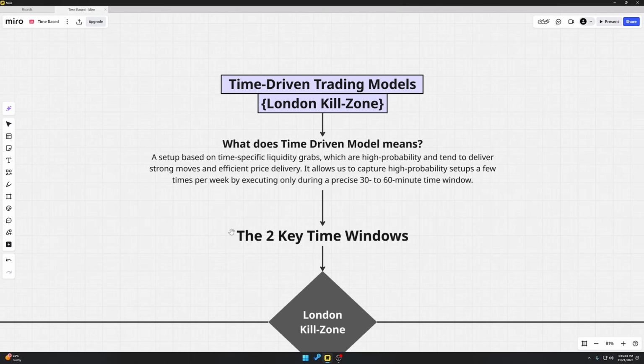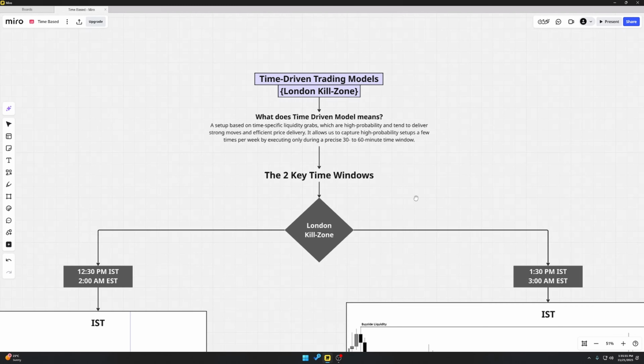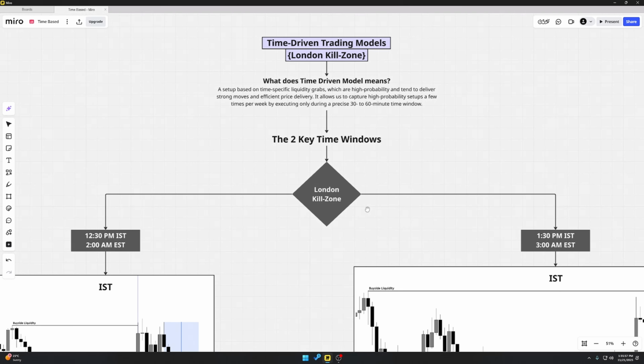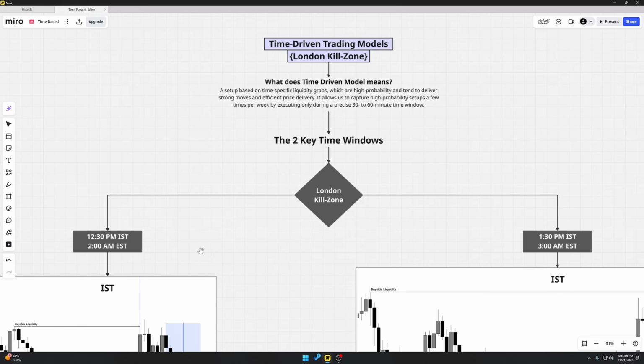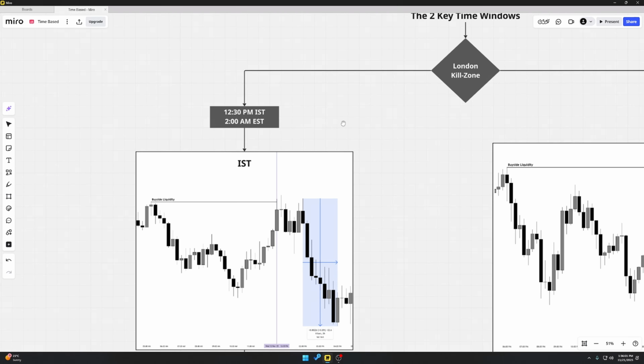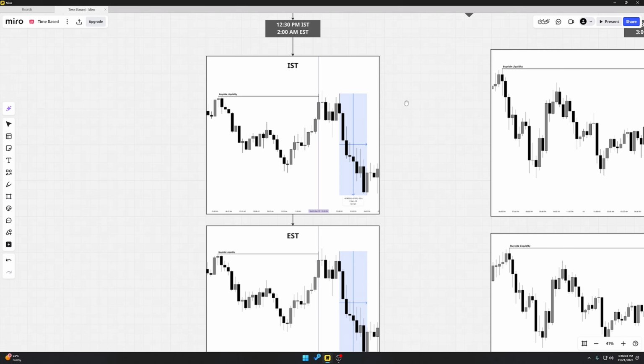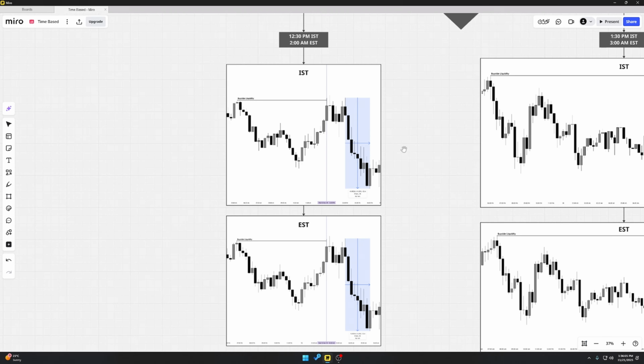First, let's break down the London Killzone time windows where these high probability moves take place. The first key window is 12:30 p.m. Indian Standard Time, which corresponds to 2 a.m. Eastern Standard Time. This is the moment when the market frequently delivers a high probability liquidity raid.